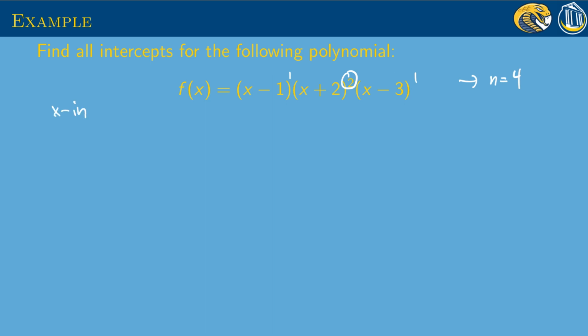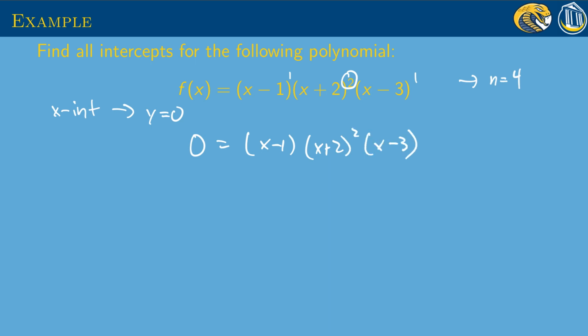Well, for the x-intercepts, we set y equals 0. In this case, y equals f of x, our left-hand side, and so we will set 0 equals x minus 1, x plus 2 squared, and x minus 3.